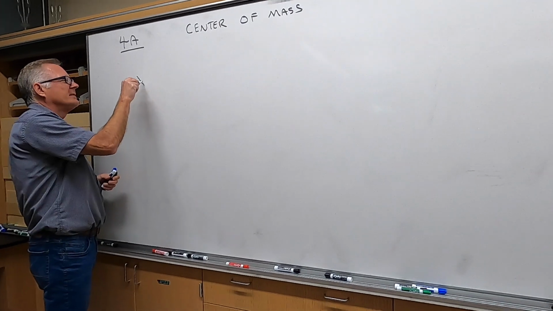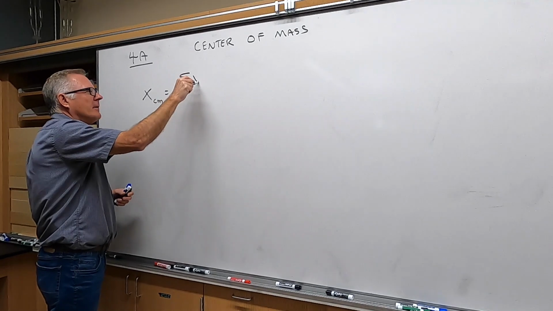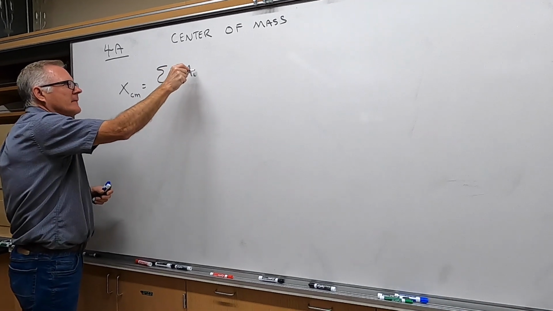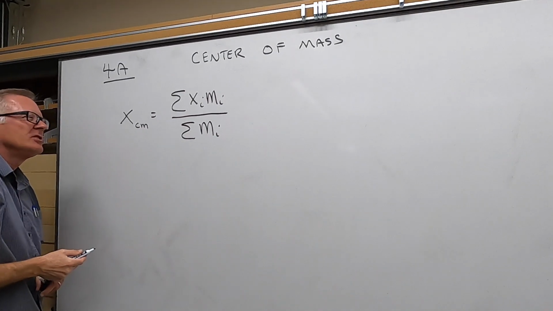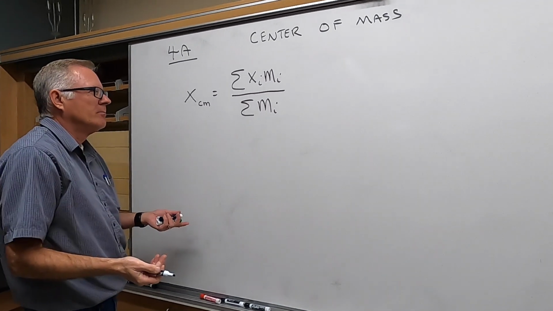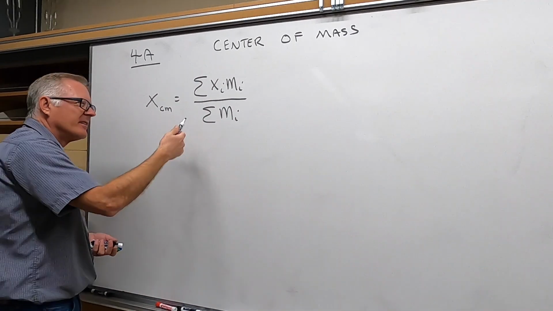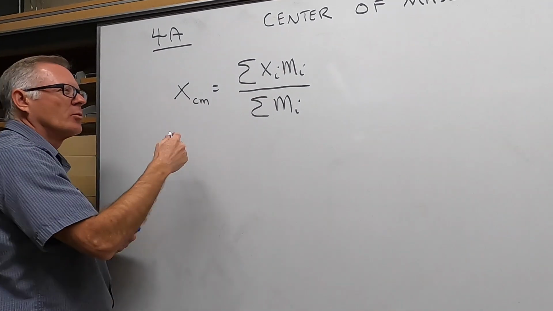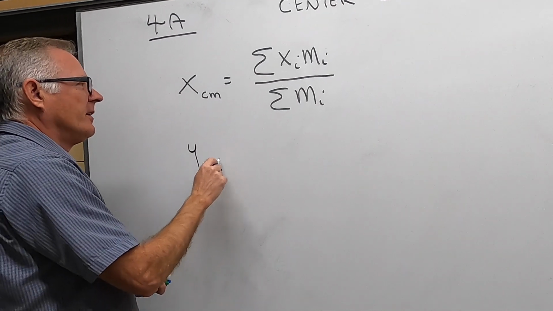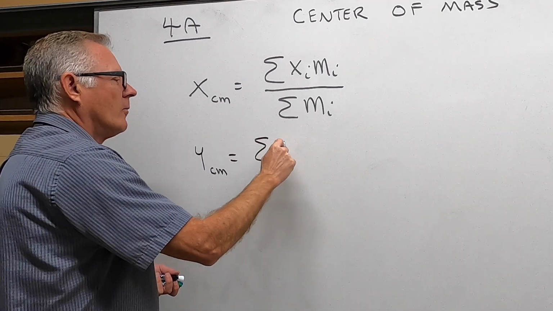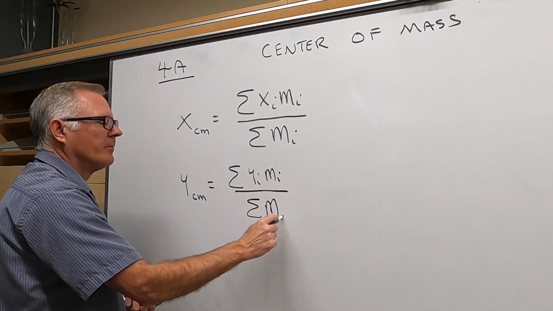For discrete points, the x position of the center of mass, we define it as the sum of x sub i, m sub i, all over the sum of the m's. This is the same way you average almost everything. What do you do when you're averaging numbers? You add them up and divide by how many there are. This is kind of similar, but you're weighting each number by its mass. And we also have the y center of mass, which is the sum of y sub i, m sub i, all over the sum of m sub i.